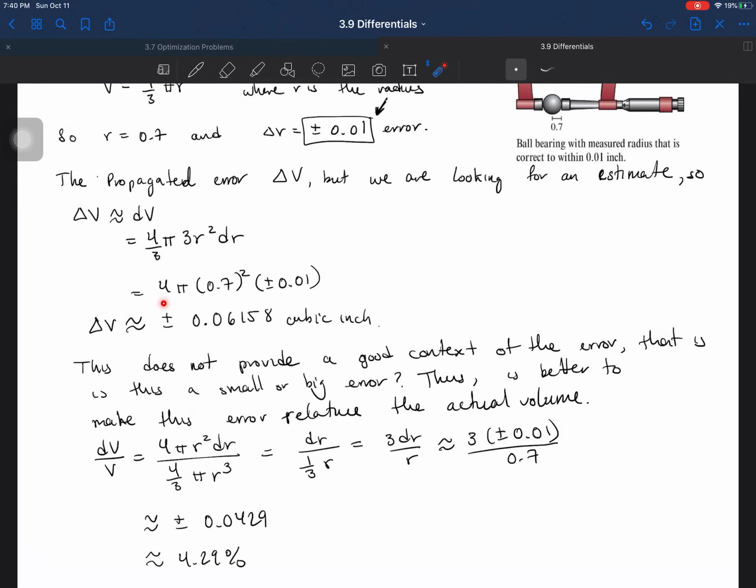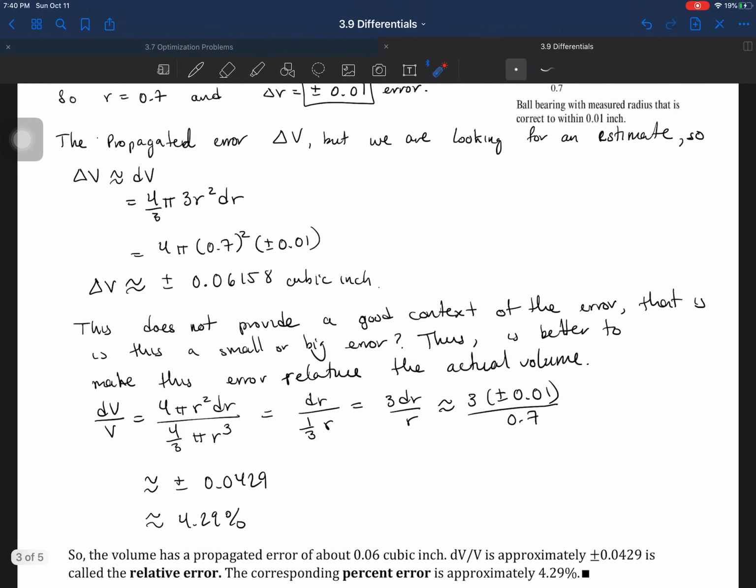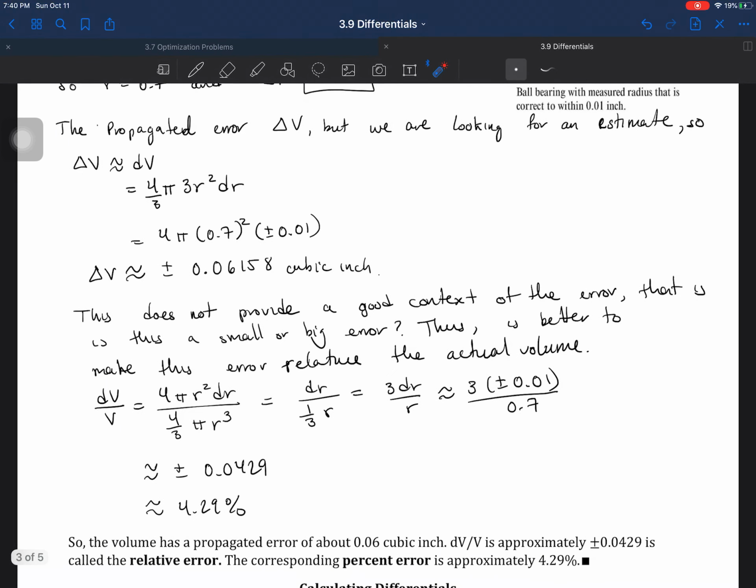And then we simplify by canceling the 3's, and so we're left with 4 pi times 0.7 squared times plus or minus 0.01. And then by computing this, we get an approximation of plus or minus 0.06158 cubic inches. And so that's the propagated error, an approximation, right? Now, this is the answer. That's what they were asking us to find.